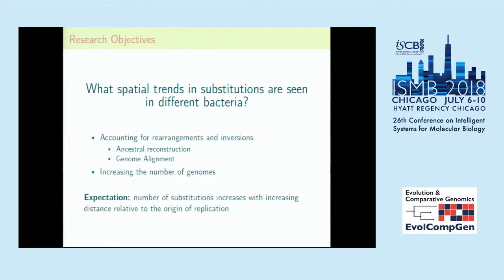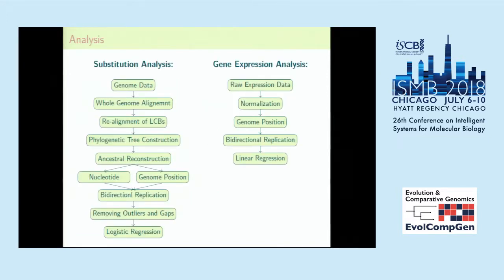Now, my research focuses on what spatial trends in substitutions are seen in bacterial genomes, and I take a novel approach at this by accounting for rearrangements and inversions through the ancestral reconstruction of both nucleotides and genomic positions, as well as through a genome alignment program that takes into account these rearrangements and inversions. Now, the expectation, based on previous studies, is that number of substitutions should increase with increasing distance relative to the origin of replication. So my analysis can be broken up into 2 main components, the substitution analysis and then a supplemental spatial gene expression analysis.